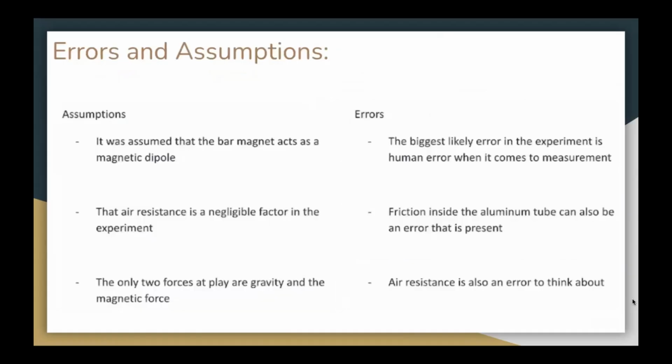Some errors and assumptions. Some assumptions were that the bar magnet acts as a magnetic dipole, that air resistance is a negligible factor in the experiment, and that only two forces are at play, gravity and the magnetic force. And then the errors: obviously, human error is always the biggest, especially when it comes to measurement. Friction inside the aluminum tube can also be present. And then air resistance is also an error to think about.